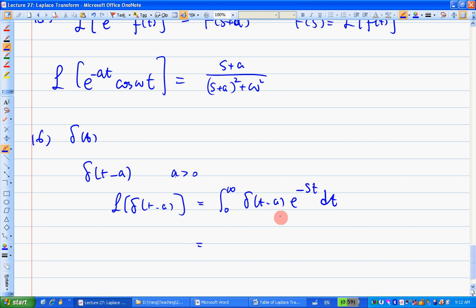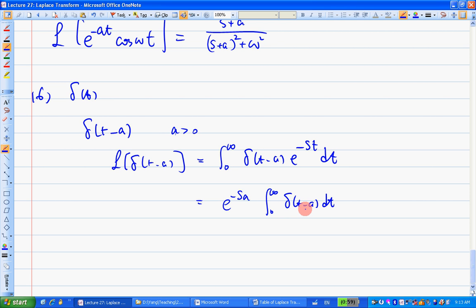From the definition, now we're going to apply the properties of the delta function. What are the properties of the delta function? If you look at this, this is a function of t, and the delta exists only at t equal to a. So then we're going to replace this t with a, and you can take that part out of the integral. And this integral of delta t minus a from 0 to infinity, with a greater than 0, is basically what? 1, right?